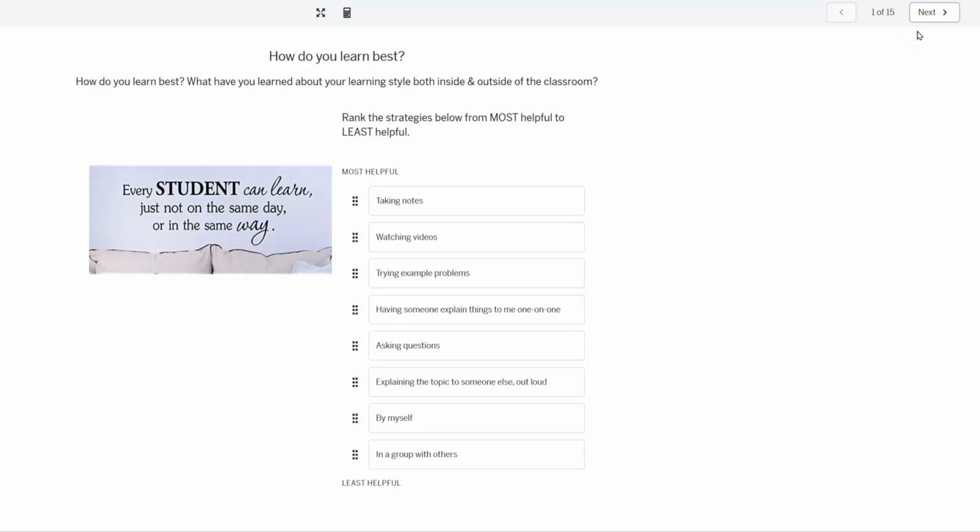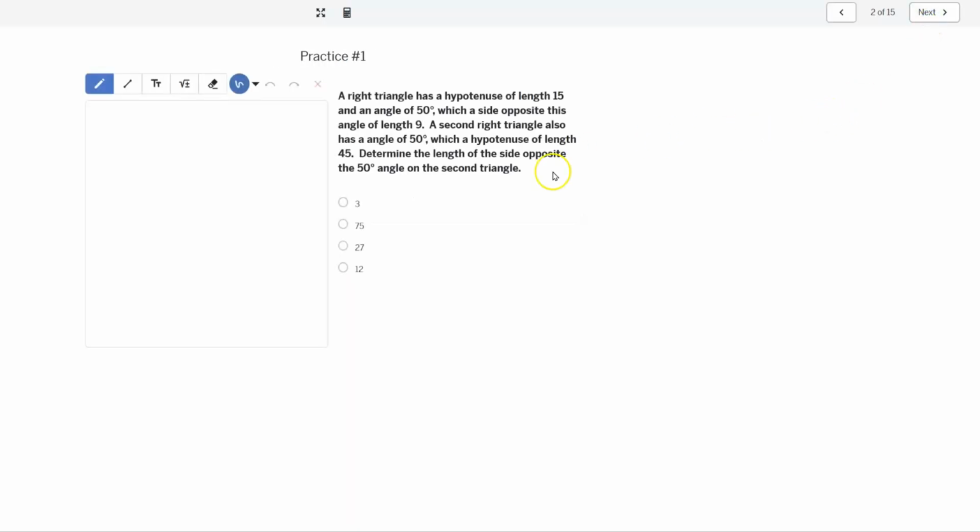You'll have the opportunity to extend it out by pausing to work on the questions yourself before seeing the answers to them, but this way you'll have a good idea of some of the problems that you'll see on the test, right? So, okay, to start, we have a right triangle that has a hypotenuse of length 15.